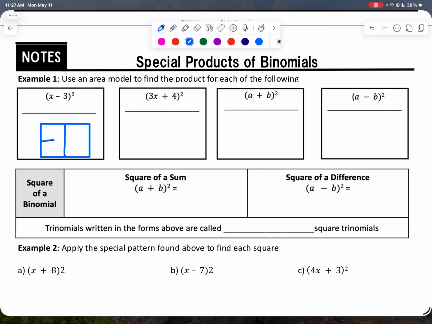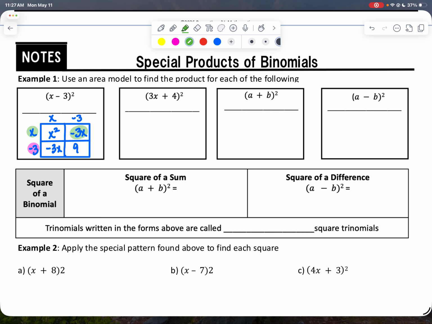So I'll cut this into a 2 by 2 rectangle, and we're going to multiply x minus 3 times x minus 3. For an area model, you take your first term, x, and you multiply it by everything in the top row. So x times x gives me x squared. X times negative 3 gives me negative 3x. Then you take your second term, the negative 3, and multiply it by everything in the top row. So negative 3 times x gives me negative 3x, and negative 3 times negative 3 gives me positive 9.